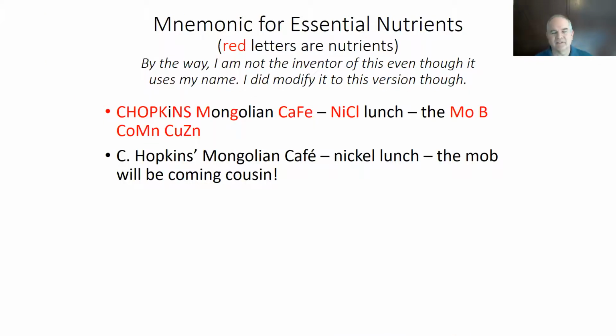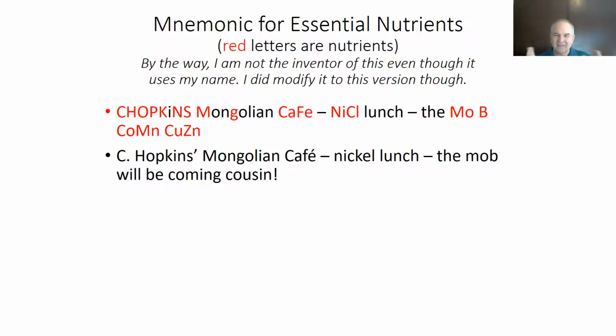Now, I have this mnemonic that I made up. Originally, the Hopkins Cafe was made up by somebody else. It wasn't me, even though my name's on it. My last name's Hopkins, obviously. But I'm not the one who coined this. I've modified it, though, to account for some of these later additions. So my version of this is C. Hopkins Mongolian Cafe, nickel lunch. The mob will be coming cousin.